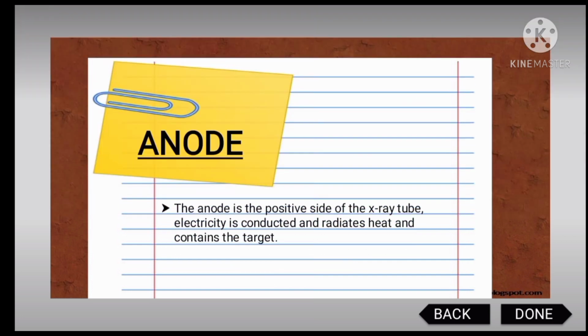Anode. The anode is the positive side of the X-ray tube. Electricity is conducted and heat radiated, and it contains the target. The anode must be a good thermal dissipator, because when the projectile electrons from the cathode interact with the anode, more than 99% of their kinetic energy is converted into heat. This heat must be dissipated quickly. The most common material used is tungsten, but copper, molybdenum, and graphite are also common anode materials.